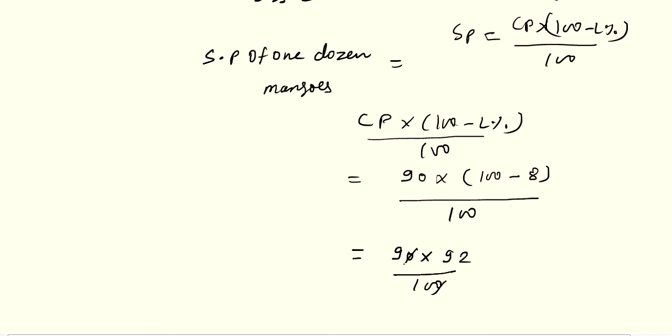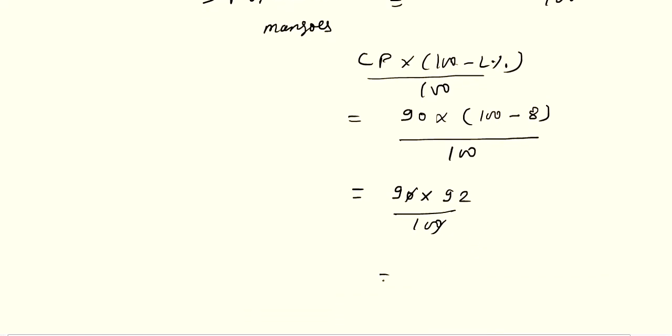The 0 and 0 get cancelled. Then we are having 9 into 92. So 9 2 is 18, 1 carry, 9 9 is 81, 81 and 1, 82 upon 10. So from there we are getting 82.8. This is the SP of 1 dozen mangoes.